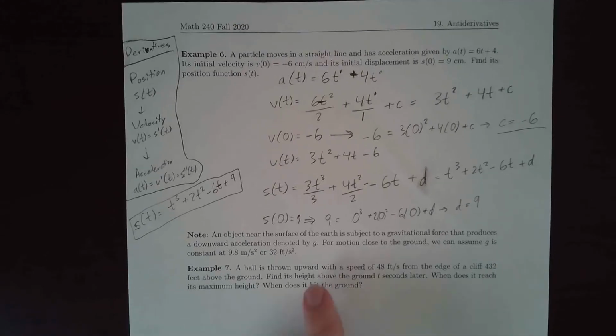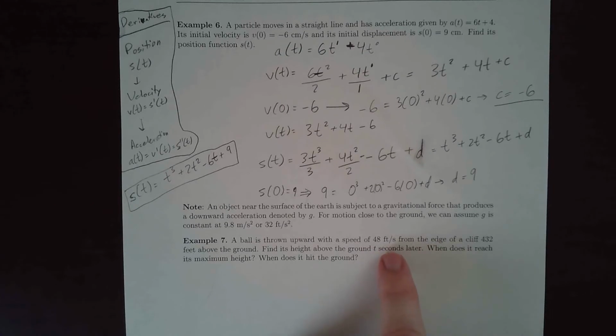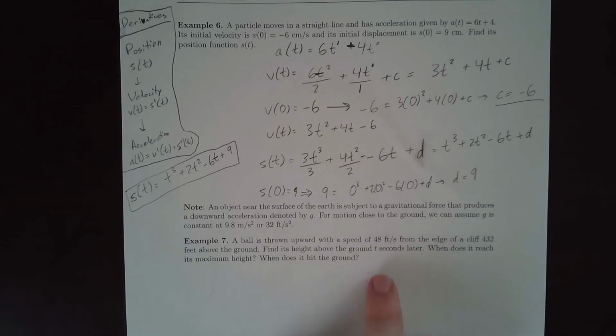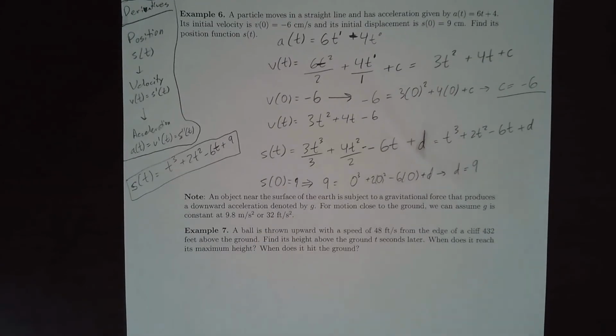A ball is thrown upward with a speed of 48 feet per second from the edge of a cliff 432 feet above the ground. We want to find its height above the ground t seconds later and know when it reaches its maximum height and when it hits the ground. So something to note here, an object near the surface of the Earth is subject to a gravitational force that produces a downward acceleration denoted by g. For motion close to the ground, we can assume that g is constant at 9.8 meters per second squared, or 32 feet per second squared.